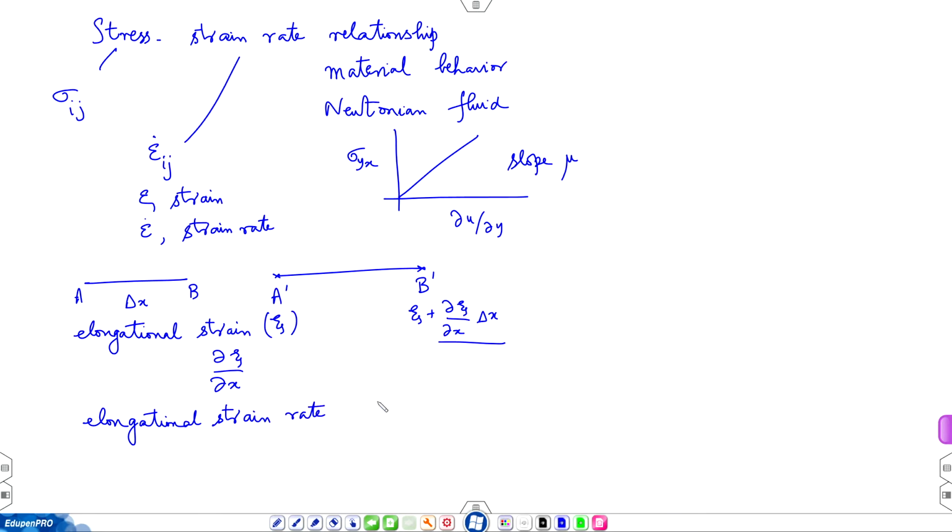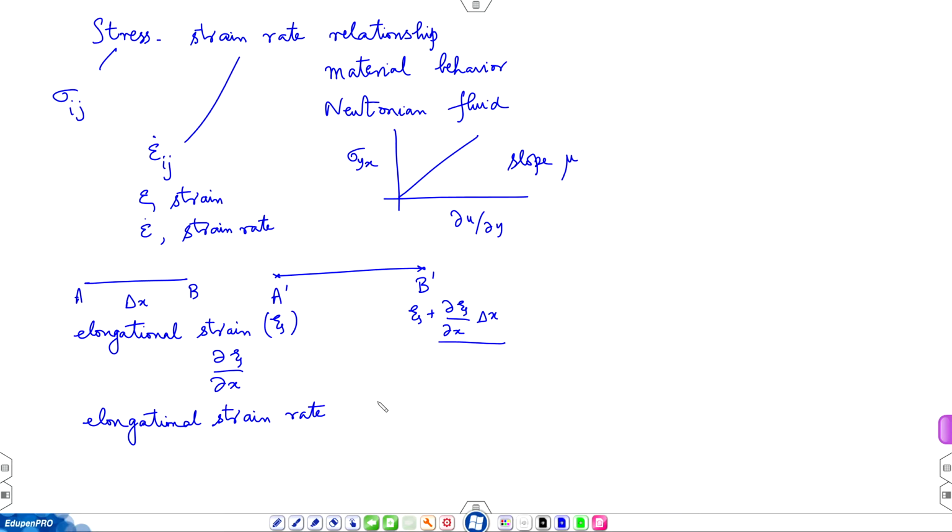you have to differentiate with respect to time. Now, here we are talking about fields that are continuous in space and time. So, you can interchange the order of differentiation. So, if you differentiate del psi, what is psi? It is the displacement of point A.